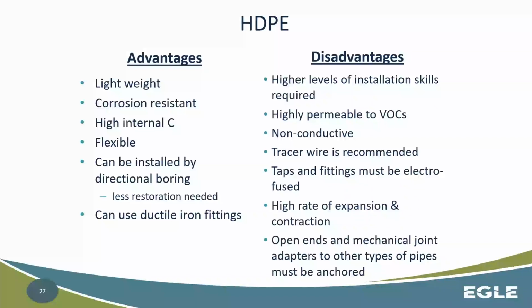And then open ends and mechanical joint adapters to other types of pipes. So if you don't have all HDPE, which is probably pretty common, you're going to be going to another pipe material. You've got to make sure that there are mechanical joint adapters and things like that to keep those pipes and those gaskets in place.